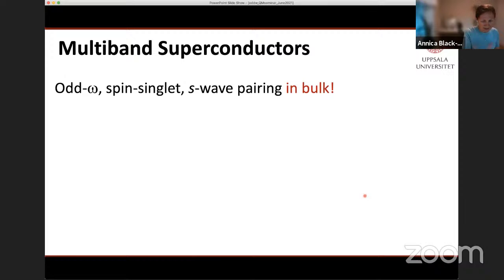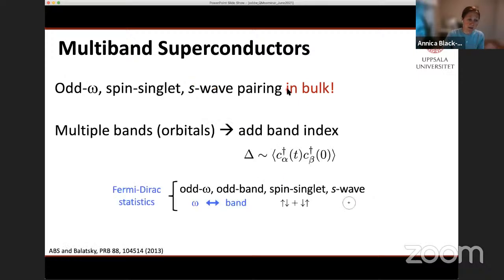So how does this work? Why do I get odd frequency here? Well, I'm going to start with spin-singlet s-wave pairing. I can start with something else, but for simplicity, let's start with that. And I'm going to show that we actually get an odd frequency spin-singlet s-wave pair in the bulk.